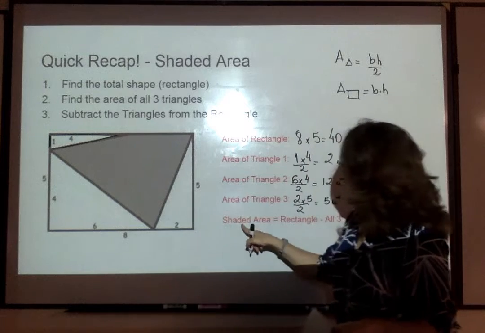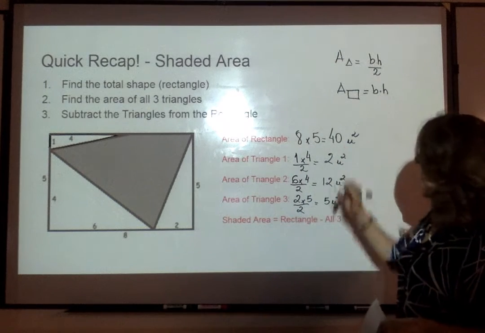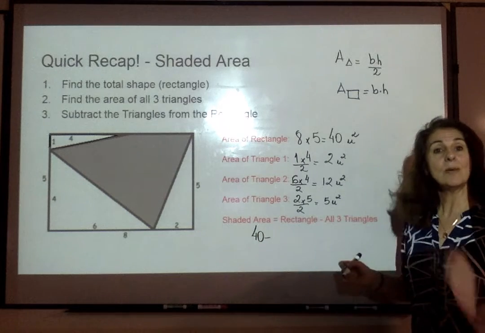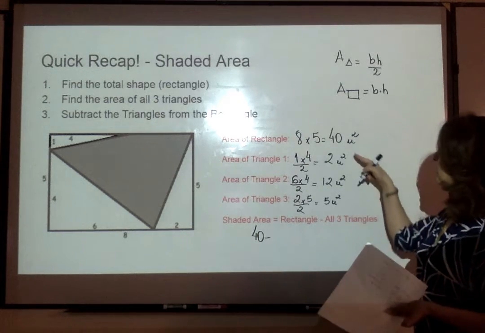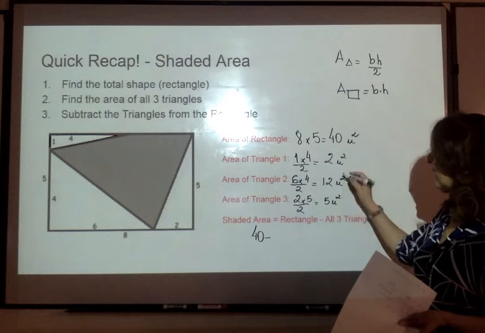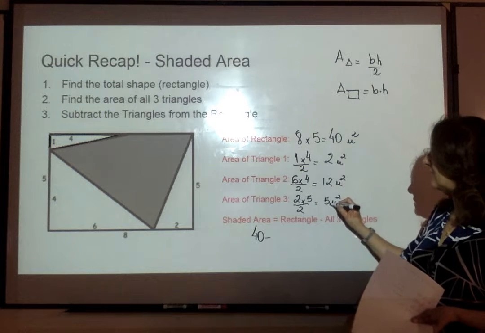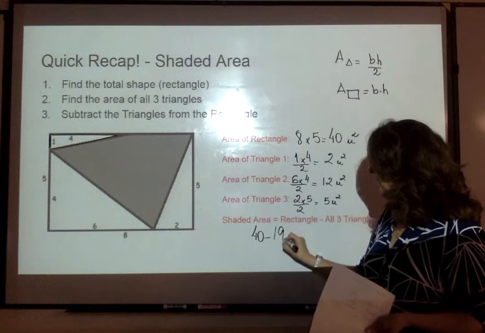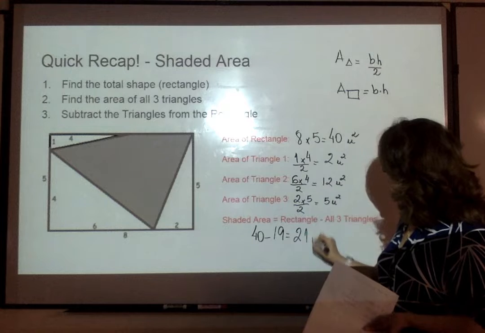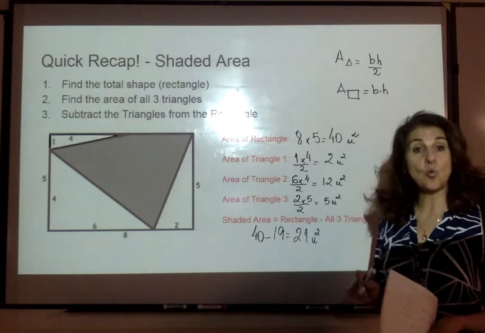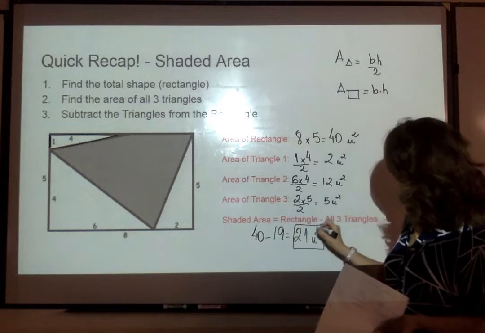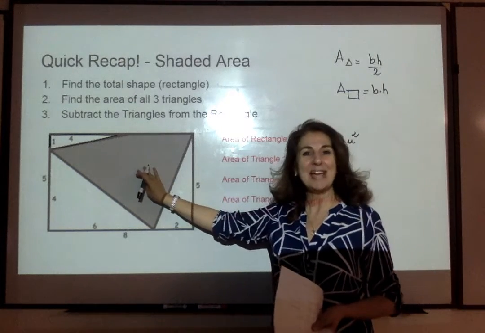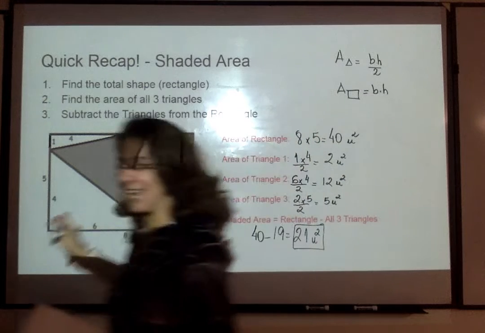So what do I do? Shaded area, the rectangle, I found it here. So this is 40 minus, then I'll take away all the little triangles. 2, 12, and 5. 12 plus 5, 17, plus 2, 19. So 40, take away 19, which is 21 units squared. This is the area of my gray, different shape here inside the rectangle.